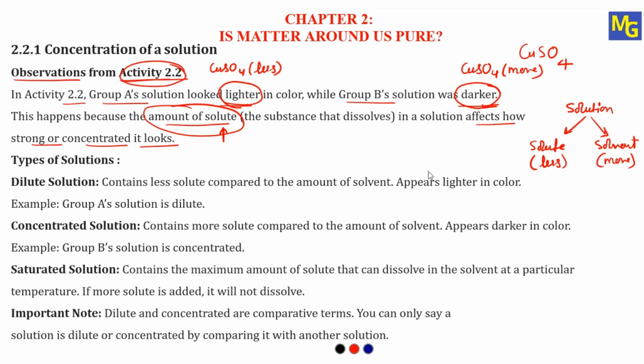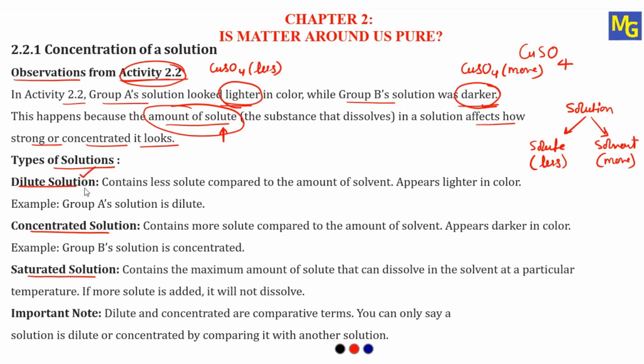So the color of the solution, whether light or dark, depends on the amount of solute. This is the meaning of this sentence. Based on this we can divide solutions into dilute solution, concentrated solution or saturated solution. Now we'll study one by one.